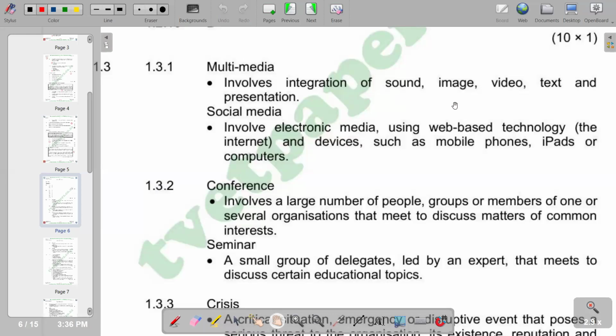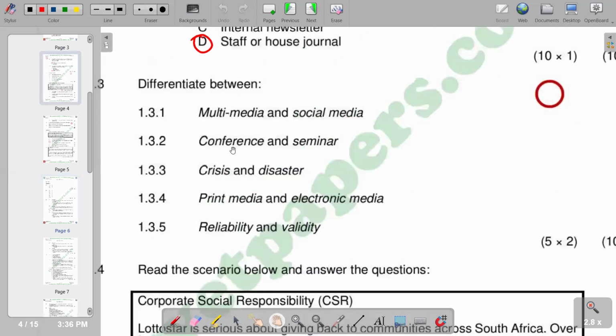Multimedia involves integration of sound, image, video, text, and presentation, whereby social media involves electronic media using web-based technology. That is the internet, and devices included are also mentioned. So with that, we are pointing out the difference between multimedia and social media. So in terms of the next one, we have got conference and a seminar.